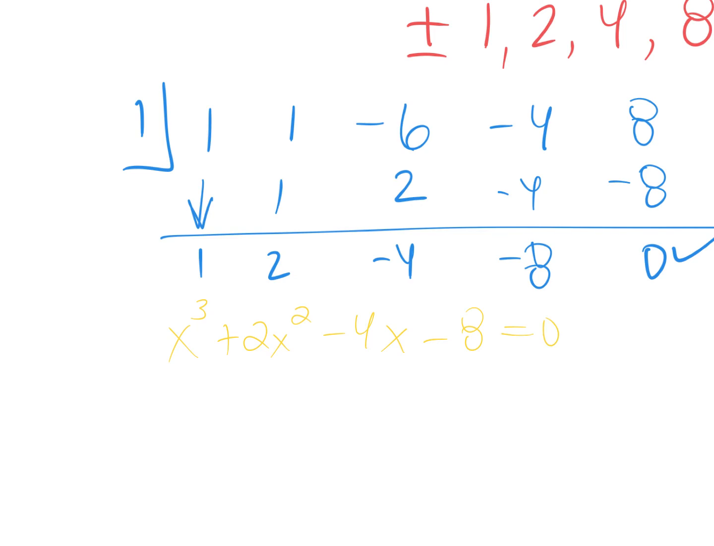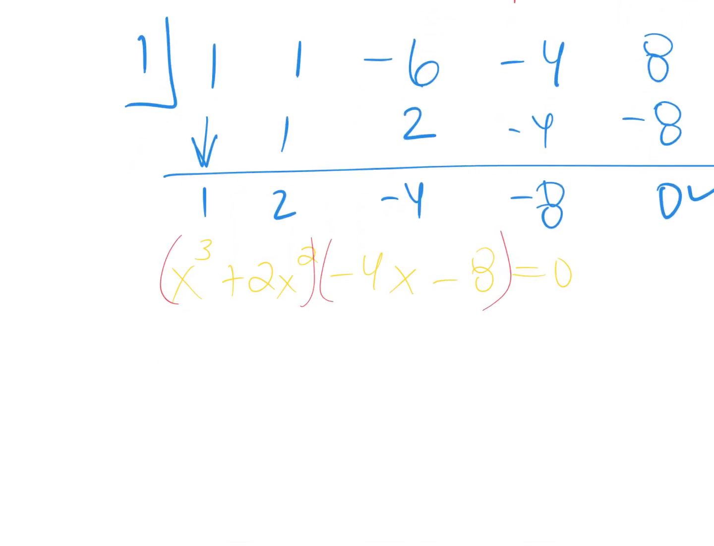Now you can jump right back into synthetic division if you want. But at this point I would say, wait a second. Can I factor this? Can I group it? What can I take out of the first parenthesis? x squared. And I'm left with x plus 2, correct? What can I take out of the second parenthesis? Negative 4. It leads with a negative, take it out. So I'm left with x plus 2.